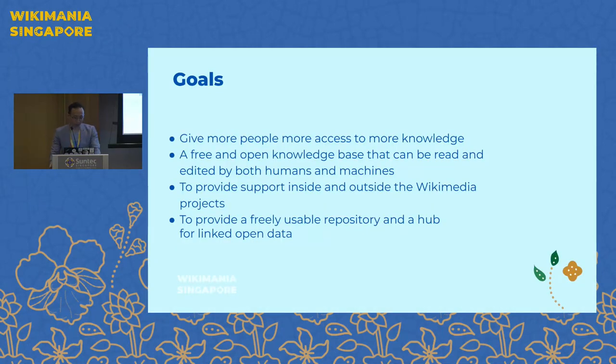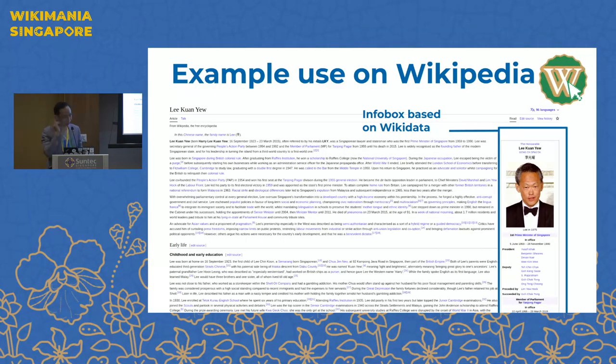So our goal at Wikidata is to give more people more access to more knowledge. It's a very important goal. That's why we are actively trying to reach out to different organizations and institutions about Wikidata. It's also a free and open knowledge base that can be read and edited by both machines and humans. This is important because we do not want to build a product that is accessible only for humans or only for machines, but for both. We also want to provide support inside and outside the Wikimedia projects. We have been working with different institutions to provide support for them, not only capacity-wise, but also by funding some of the projects. We also want to provide a free usable repository and a hub for linked open data. This underpins a lot of why we do what we do here in Wikimedia Deutschland.